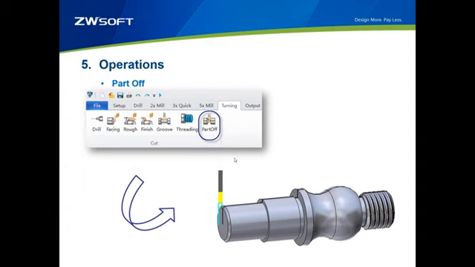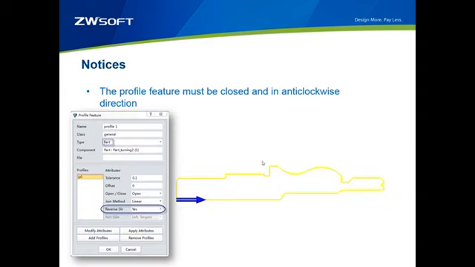Okay, from left, this is part of, and please note. Okay, please remember, after you correct the profile, you need to change the type from containment to part. The second one, you must remember the direction of the profile must be counterclockwise. Okay, if it is not, you need to change the direction. Okay, reverse the direction.